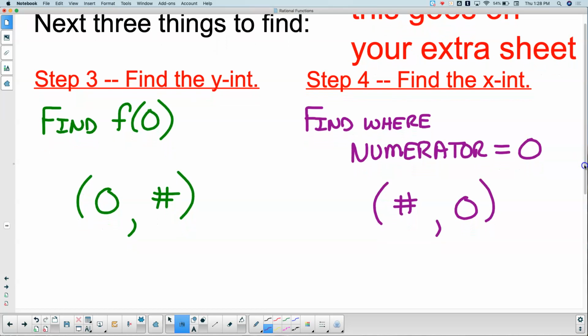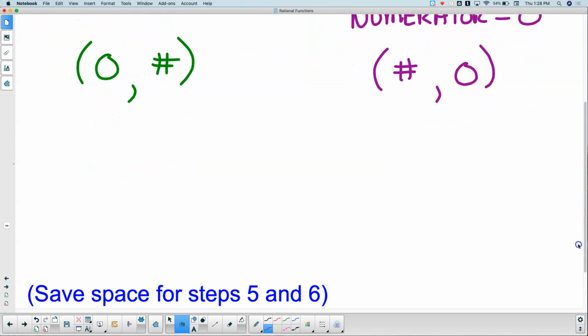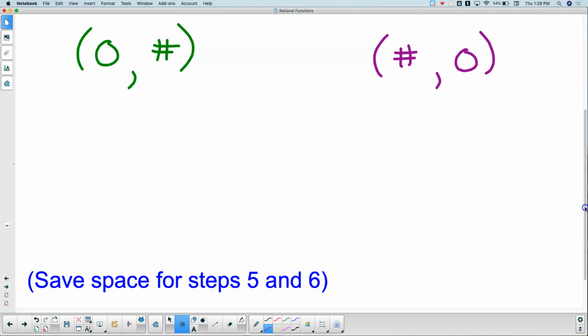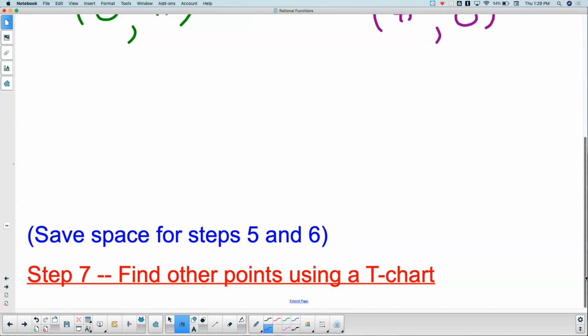Now, we're going to have a step number 5, and we're going to have a step number 6, but we're not there yet. So skip down to the bottom of your page, or if you're already at the lower two-thirds of your page, go to the back side, whatever you need to do, because the last step that we have is step number 7. Step number 7 says we're going to find other points using a T-chart. And you're actually going to use multiple T-charts, and I'll show you what that means when we get into graphing these functions on the next slide. But your last step, step number 7, says we're going to find other points using T-charts.